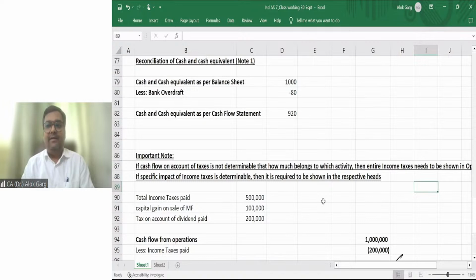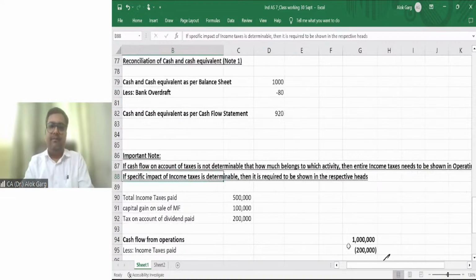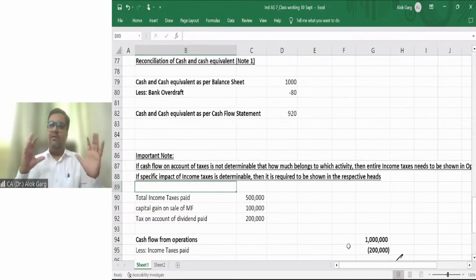Third example, dividend. If the company is paying a dividend, the company has to pay taxes also, right? But the dividend paid is an example of a financing activity. And if the company needs to pay taxes on dividend, it has to be financing activity. So the standard says that if cash flow on account of taxes is not determinable, that is, how much belongs to which activity, then the entire income taxes need to be shown in operating activity. So the first destination is operating activity.